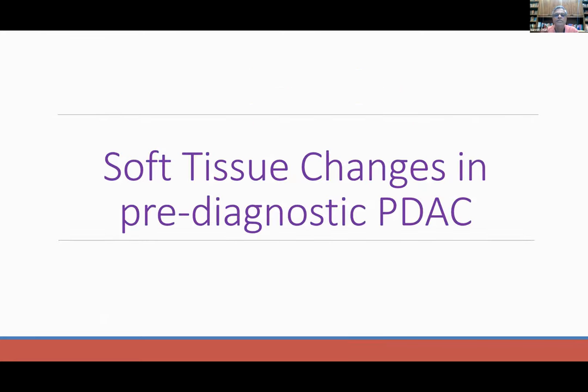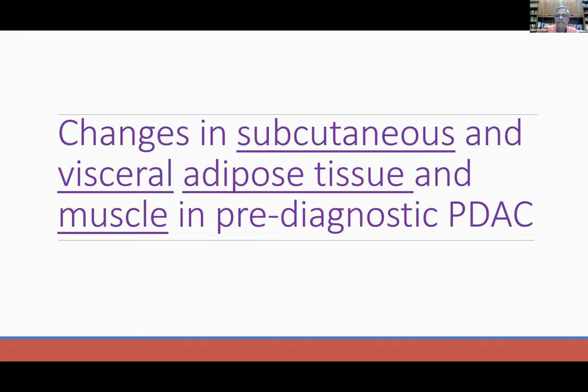So what happens to soft tissue changes in this phase? We have basically used those CT scans prior to diagnosis and calculated the visceral adipose tissue, subcutaneous adipose tissue, and muscle mass before diagnosis. So these are the changes in subcutaneous and visceral adipose tissue and muscle in pre-diagnostic PDAC.